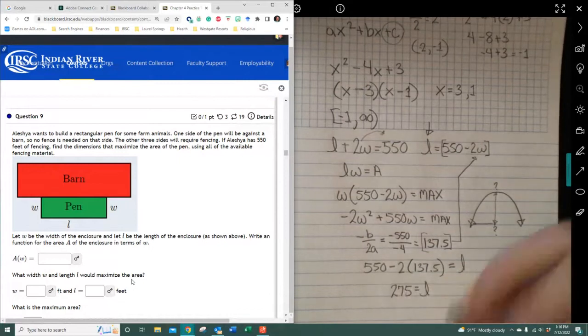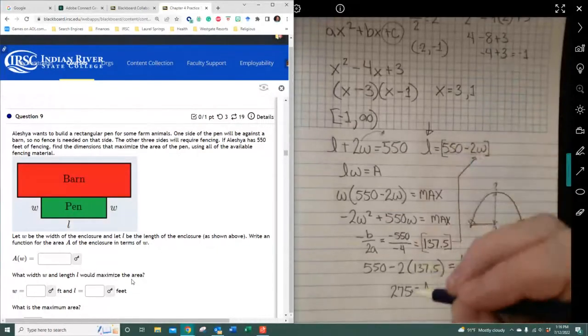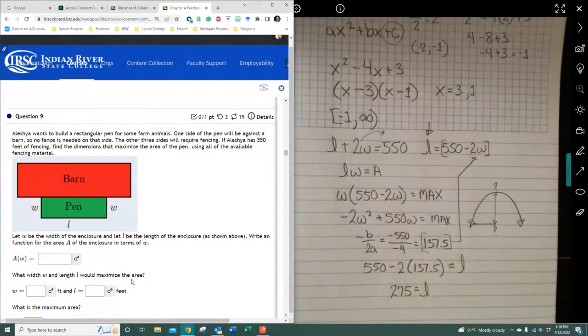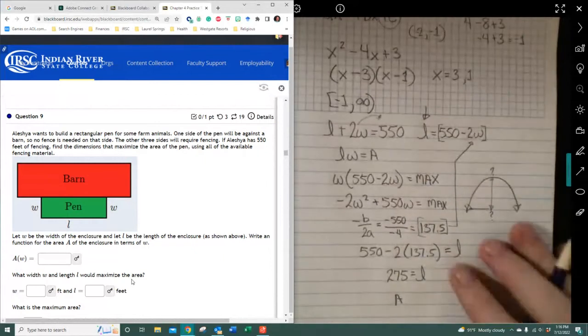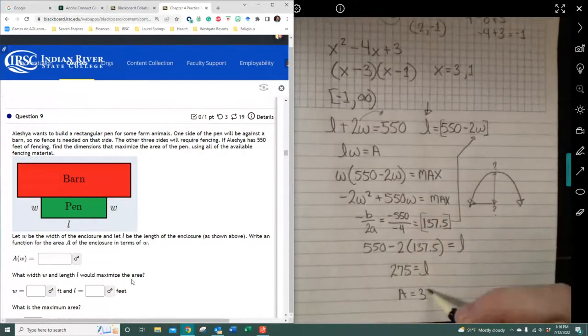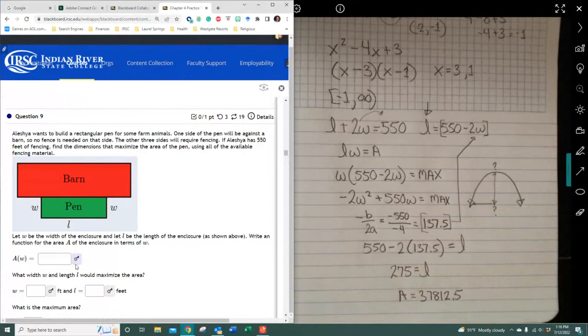So now to find the maximum area, because that's what we're looking for, the max area is taking this times this. So 137.5 times 275. And then the maximum area, A, will be equal to 37,812.5. And there's all the answers we're looking for.